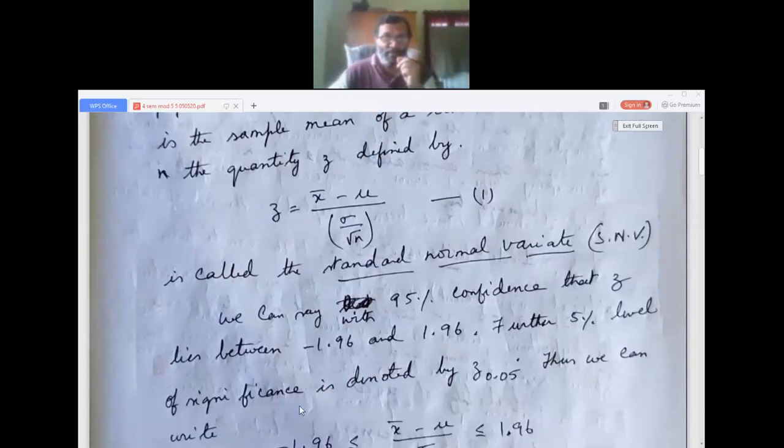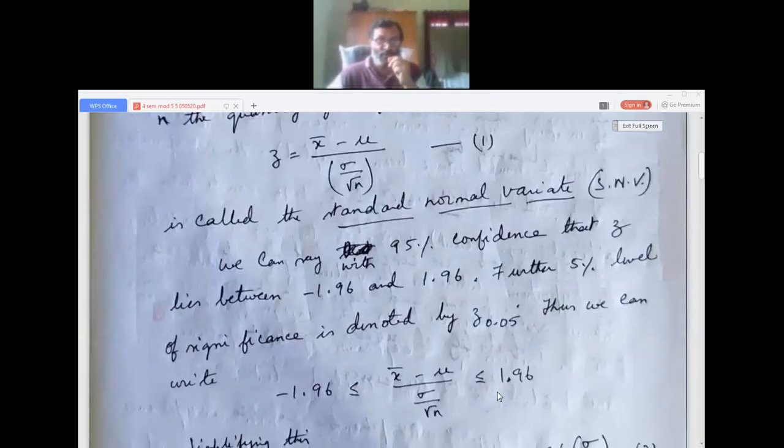Further, 5% level of significance is written as Z of 0.05. Suppose you take 6%, then it is written as Z of 0.06. Most of the time we use only 5% here in your syllabus.